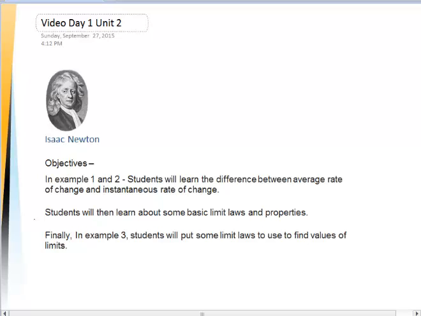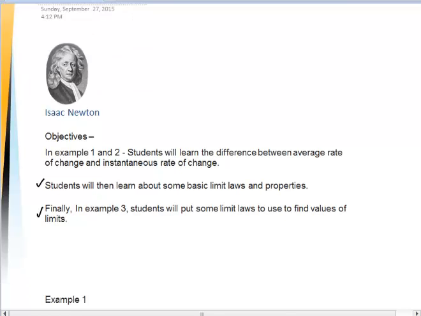After we do that, we're going to examine the differences between them and talk about, in the second video to this unit, some basic limit laws and properties. And finally, in the third video, we're going to put some limit laws to work to solve some problems. These videos should be about 5 minutes each.